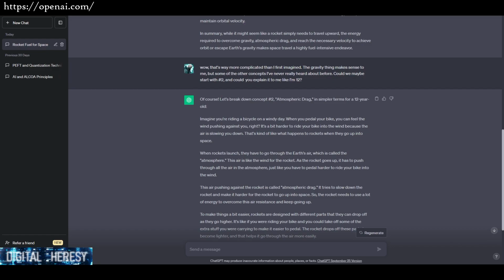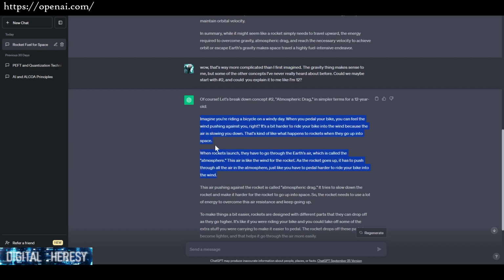Imagine you're riding a bicycle on a windy day. When you pedal your bike, you can feel the wind pushing against you, right? It's a bit harder to ride your bike into the wind because the air is slowing you down. That's kind of like what happens to rockets when they go up into space. When rockets launch, they have to go through the Earth's air, which is called the atmosphere. This air is like the wind for the rocket. As the rocket goes up, it has to push through all the air in the atmosphere, just like you have to pedal harder when you ride your bike into the wind.